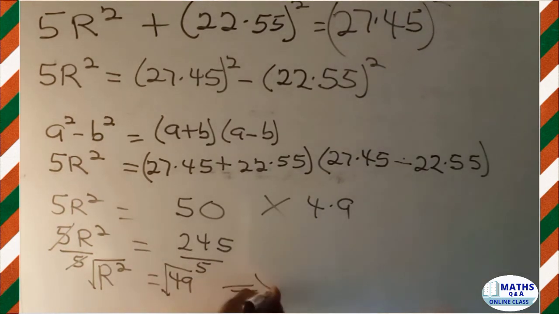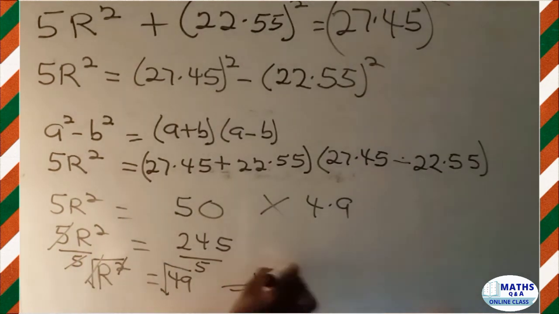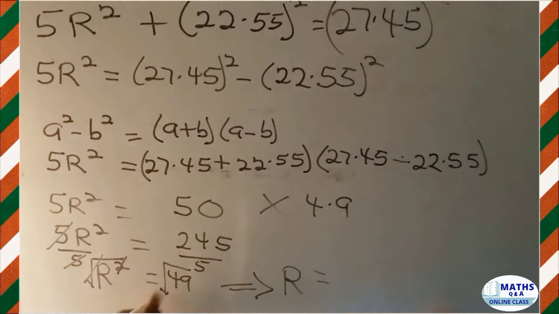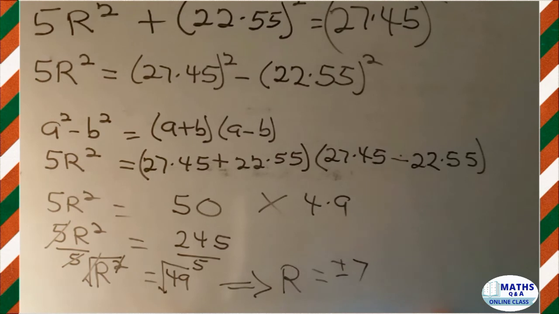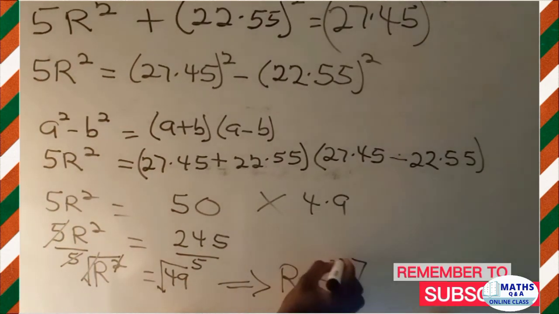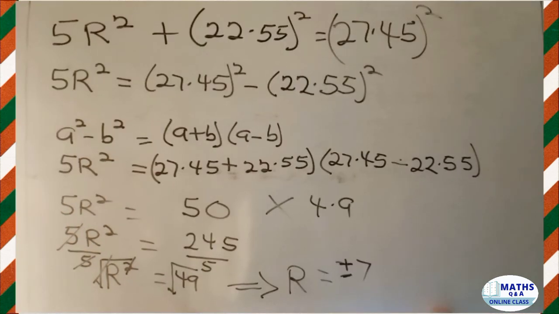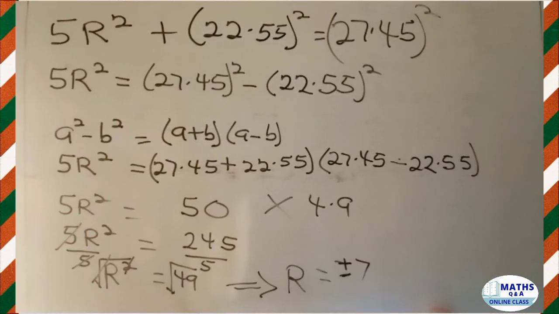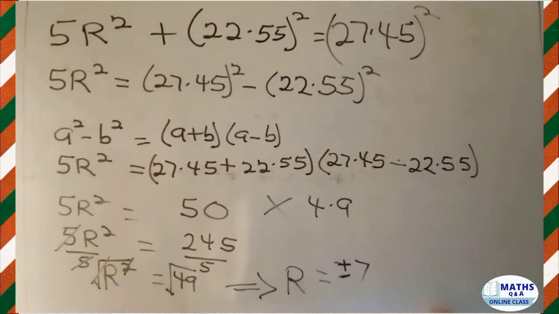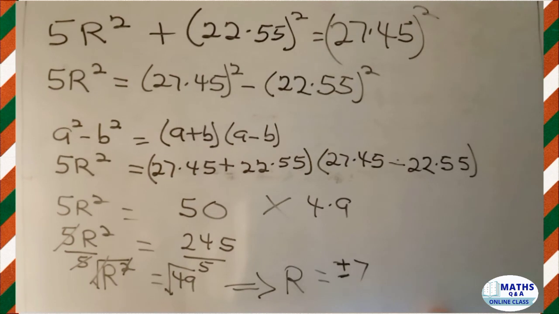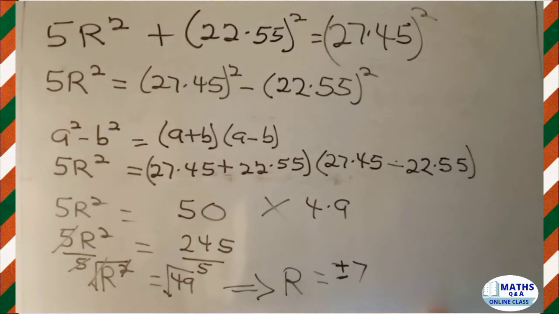So finally, this will take off this, left with what? R equal to, the square root of 49 is what? Plus or minus 7. This means that it can either be positive 7 or negative 7. So that is the final result we get for 5R squared plus 22.55 squared equal to 27.45 squared. Our final answer is what? R is equal to plus or minus 7.